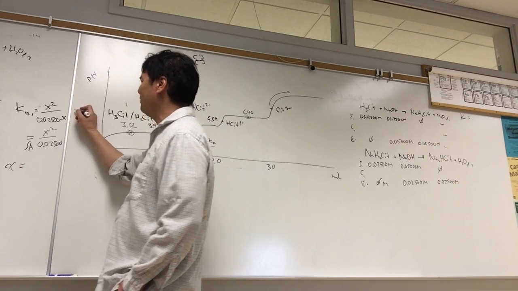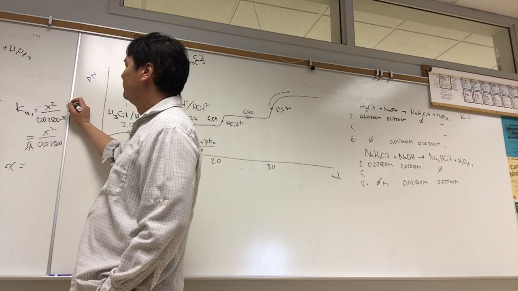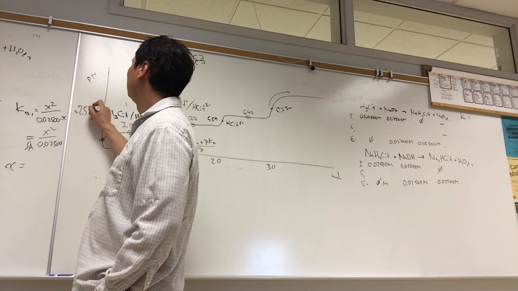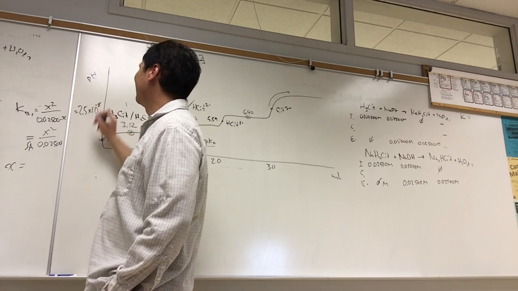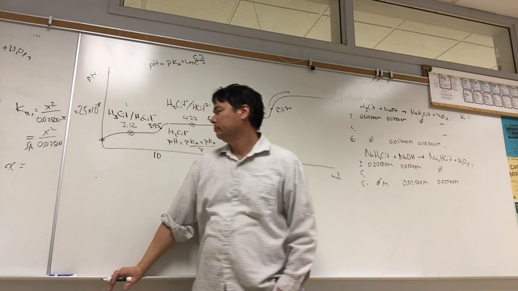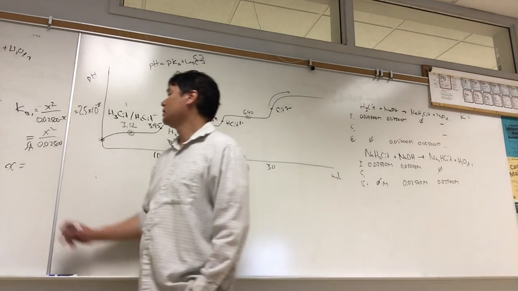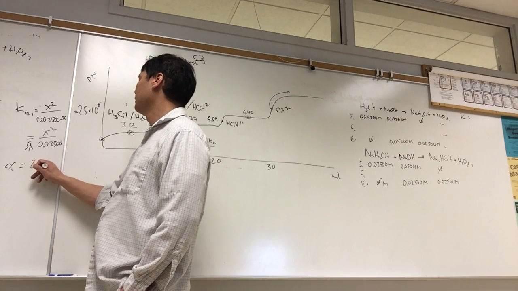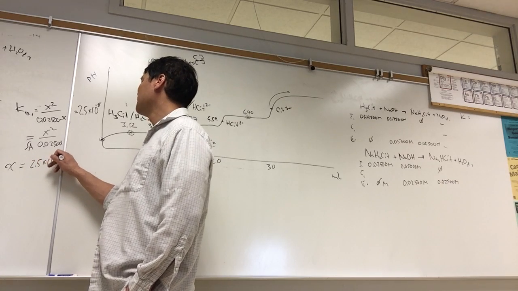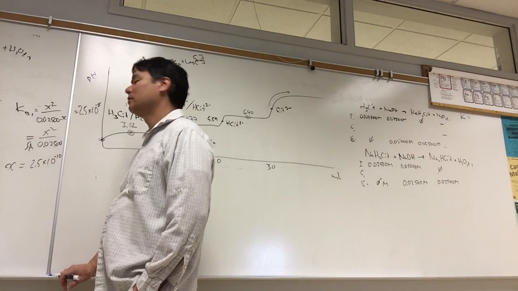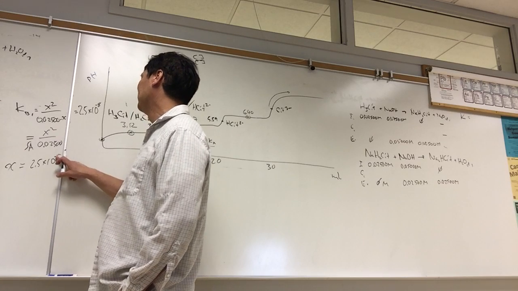What was KB1 again? 2.5 times 10 to the negative 8. So x is 2.5 times 10 to the negative 5.